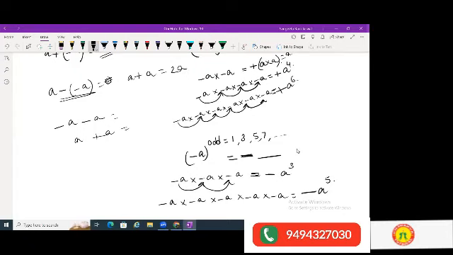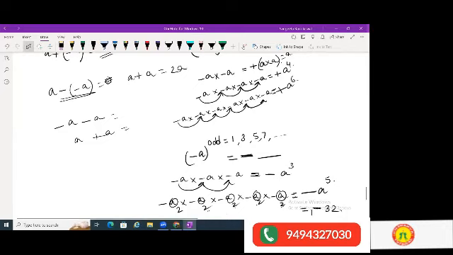Suppose in place of A, I have 2 here: 2, 2, 2, 2, 2. So what will I get? I will get 2 into 2, 4, 4 2s are 8, 8 2s are 16, 16 2s are 32. So I will get here minus of 32. My answer will always be minus when the power is odd. When the power is even, I will always get a positive answer. Okay, what else?